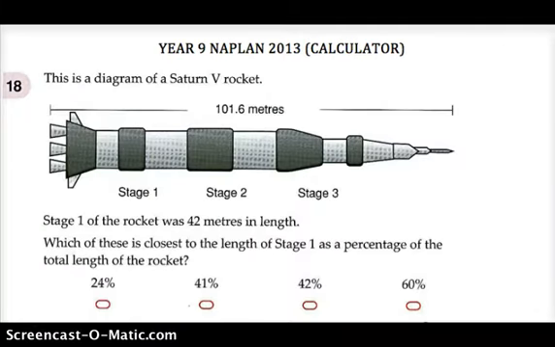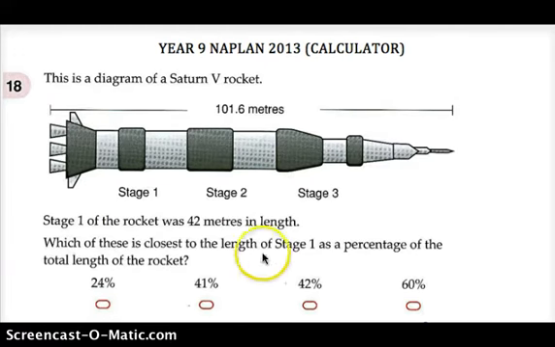Now question 18 of the 2013 calculator paper. This is a diagram of a Saturn V rocket. Stage 1 of the rocket was 42 metres in length. Now you can't really see exactly where stage 1 and 2 start and finish. That doesn't matter. What we can see on the diagram is that the length of the entire rocket is 101.6 metres. So it says stage 1 is 42 metres in length.